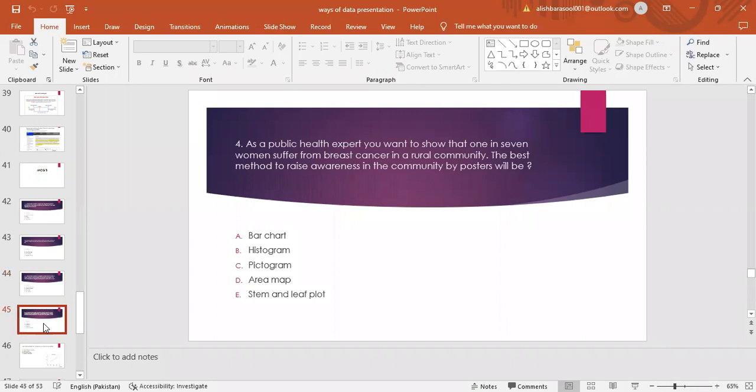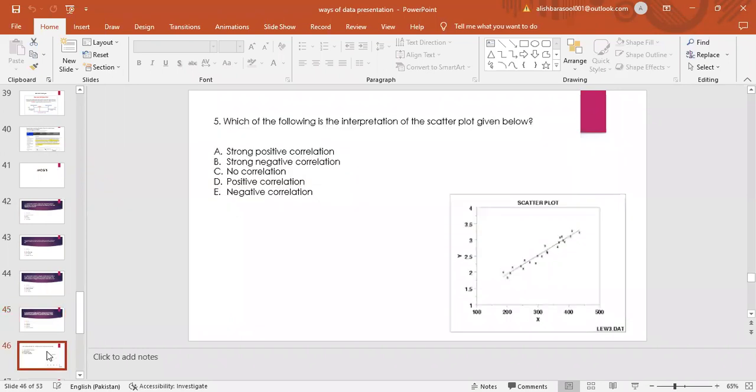As a public health expert, you want to show that 1 in 7 women suffer from breast cancer in a rural community. The best method to raise awareness in the community by posters will be A. Bar chart, B. Histogram, C. Pictogram, D. Area map, E. Stem and leaf plot. C. Yes, it's C. Pictogram.